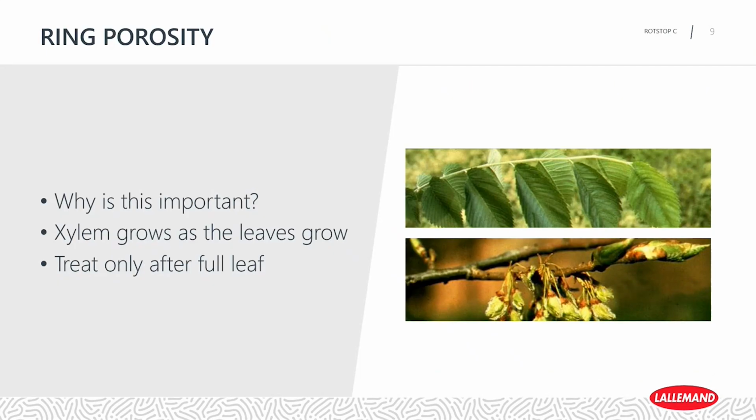Now, elms only have 1 year of active xylem. They're what we call ring porous. And this means that the majority of the conductive tissues are located in that last year's growth. And so this is important to consider because we want to make sure that we're treating only once the elms have fully flushed out. And this is typically in early June. And of course, this is region dependent. And so if treatment is done before those leaves are fully flushed, then the tree won't have the necessary vascular tissue to take up the treatment up into the crown.